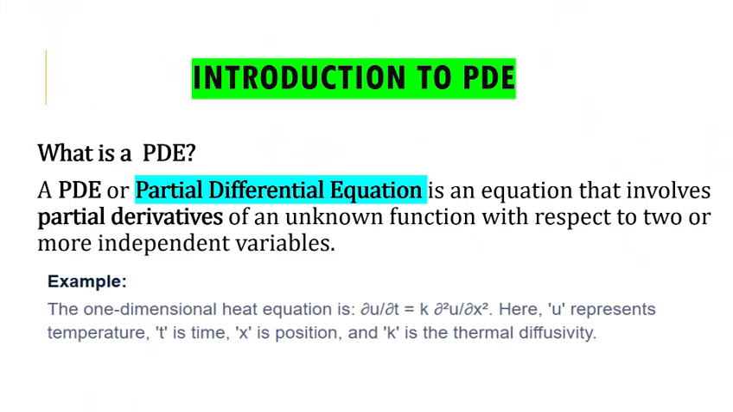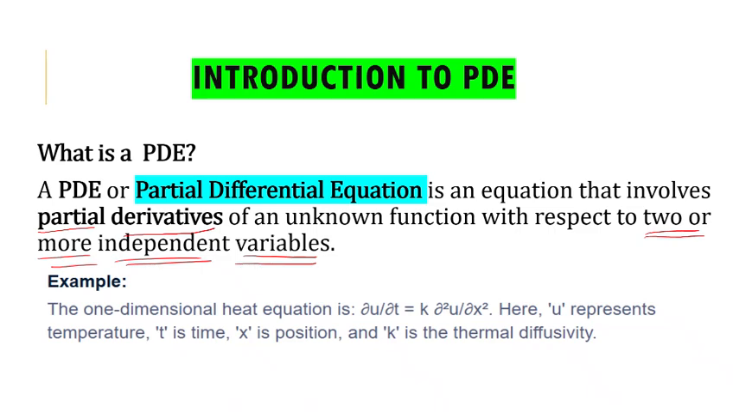In this, we are going to see what is a PDE. A PDE, or a partial differential equation, is an equation that involves partial derivatives, mainly of an unknown function with respect to two or more independent variables. So the main difference between ODE and PDE is that in an ordinary differential equation, the function involves a single independent variable. Here, the unknown function involves two or more independent variables.